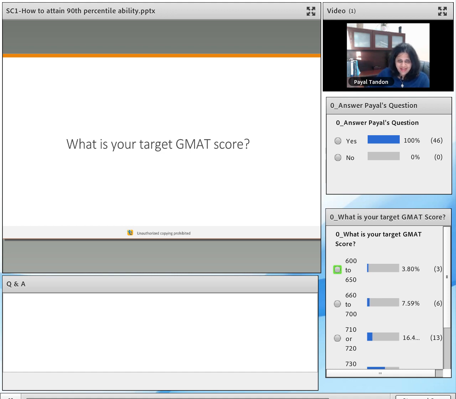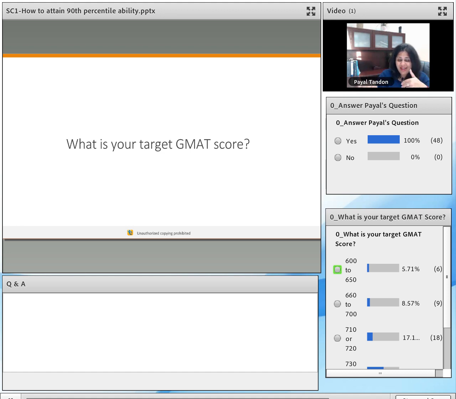All right, so I see that the largest segment here, more than 50% of the class, is targeting between 730 and 760, which is good. If I were to add 730 to 760 and 770 plus, then that number is 70%, so that's really good. Now, for those of you who are targeting between 710 or 720, the next slide is going to be for you, definitely.